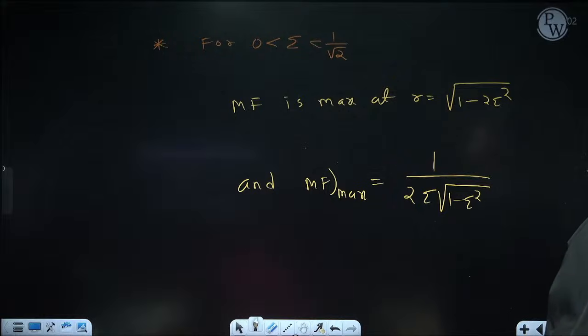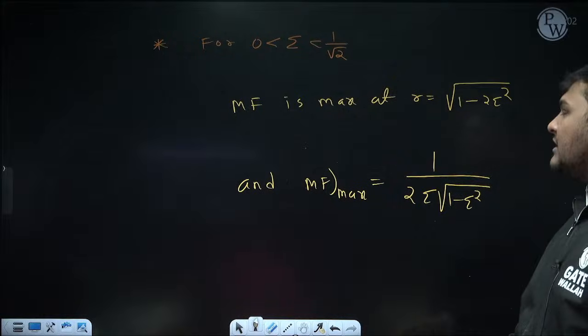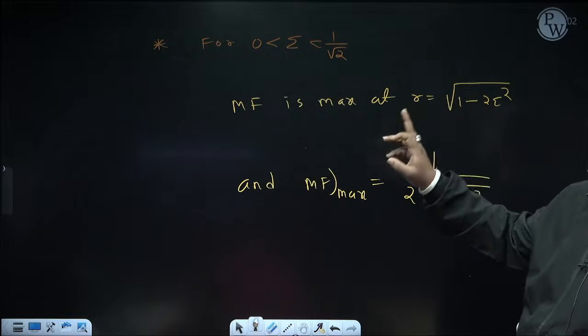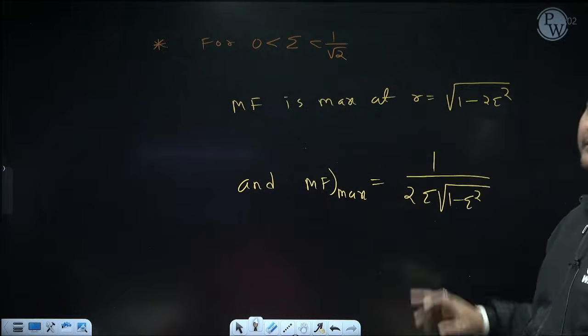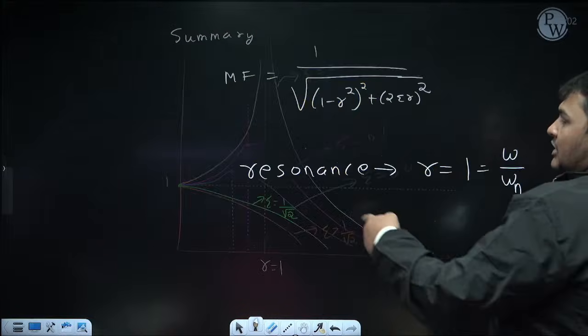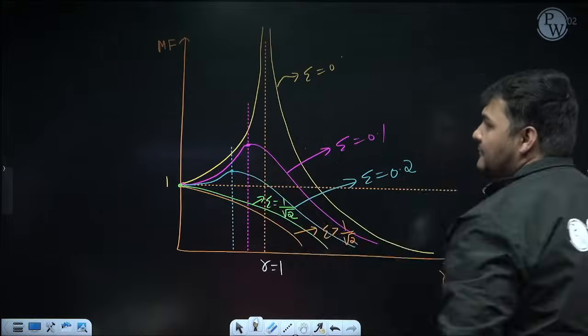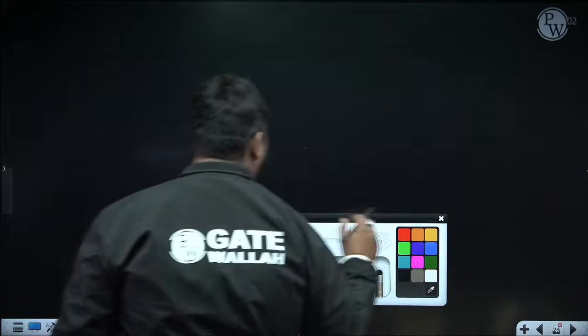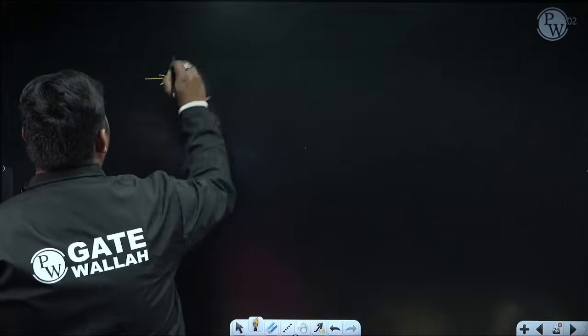So from 0 to 1 by root 2, if you are increasing the zeta, the value of R at which MF is maximum shifts towards the left side of R equal to 1, and the value of MF max will reduce. This is visible in the graph, so you need not write that as a point. From the graph you can conclude. Even if you want to write, I am writing.